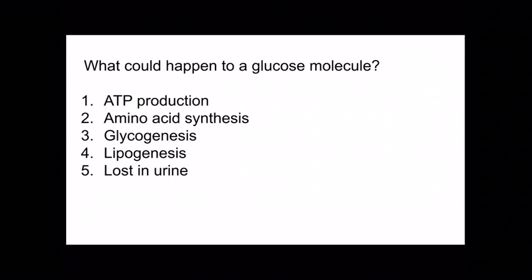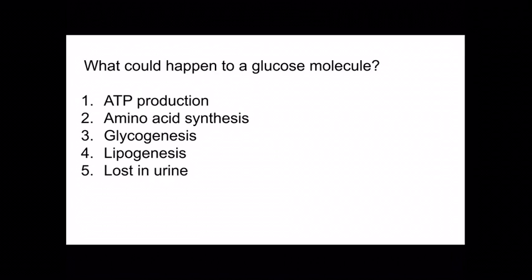Glycogenesis is something that could happen to a glucose molecule, which is the making of glycogen. Remember that glycogen is our stored form of glucose. Skeletal muscle cells and liver cells store glycogen. If we have glucose around and our ATP needs are basically met and our glycogen stores are not full, then we might take that glucose, especially if we're a liver cell or a skeletal muscle cell, and convert it into glycogen and just store it for later.